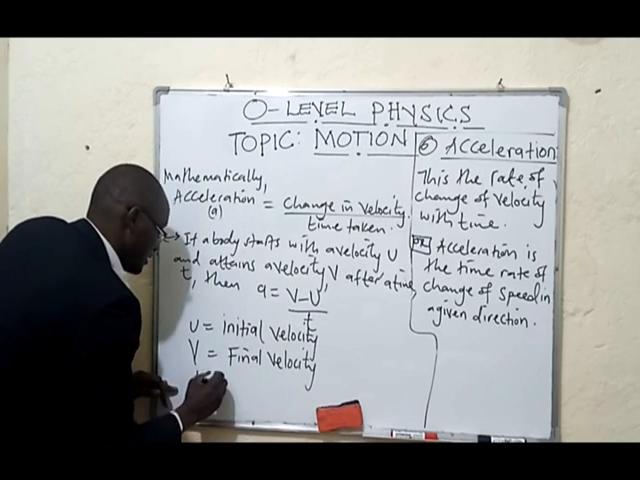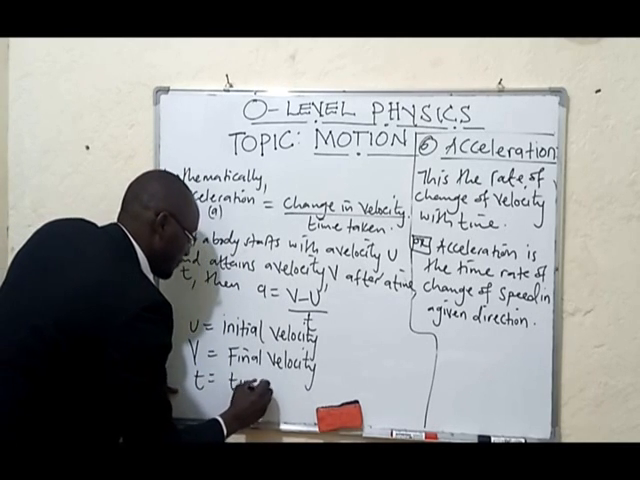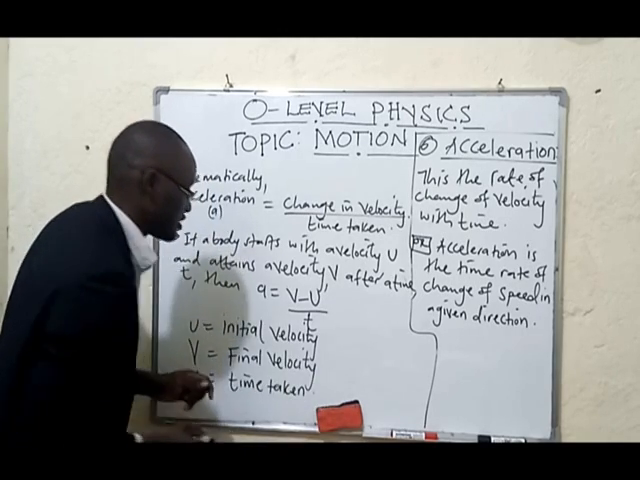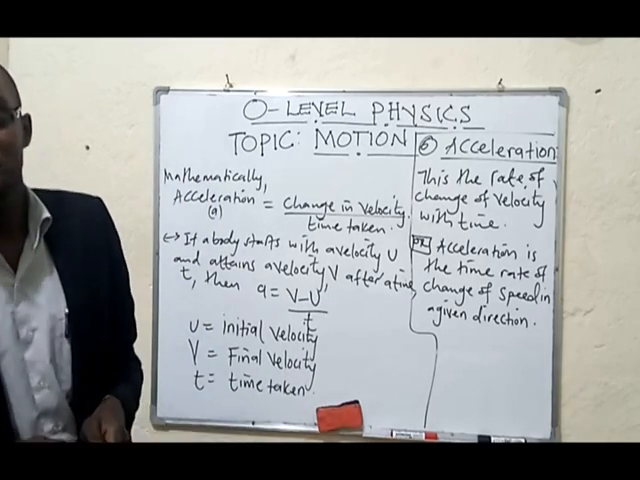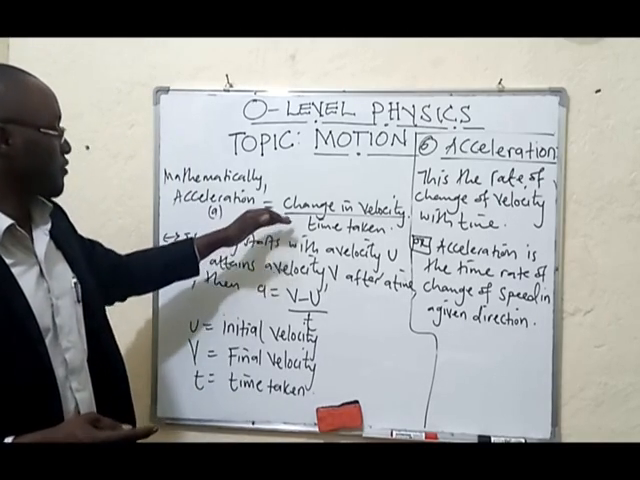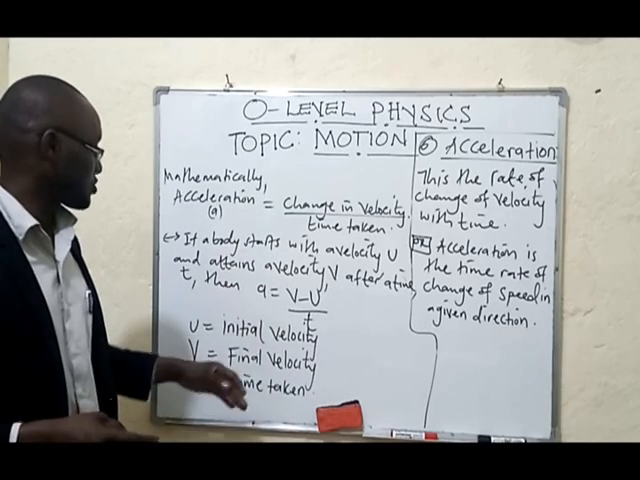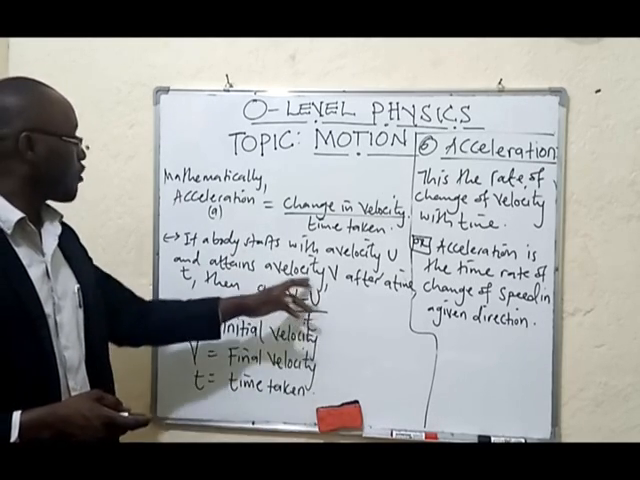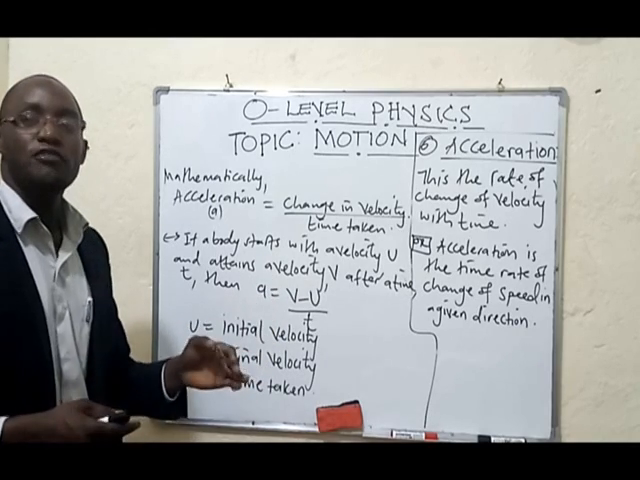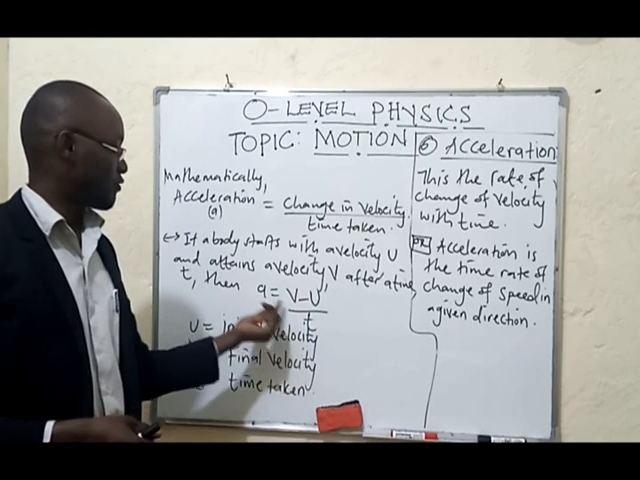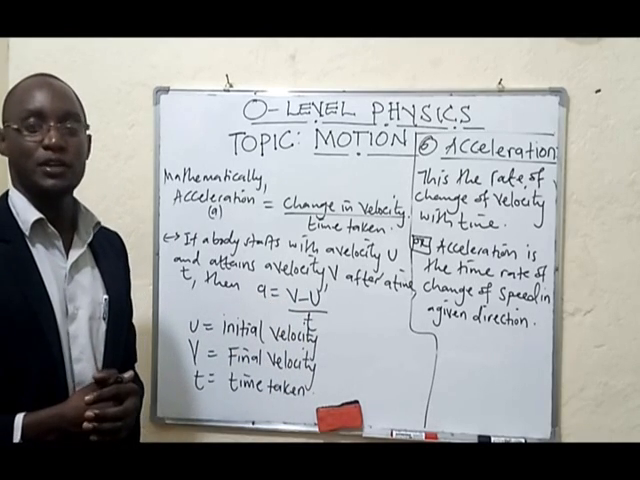Then t is the time taken, the time taken for the velocity to change. So what else do we need to note about acceleration apart from the definition and knowing that acceleration is given by this mathematical formula? This mathematical formula will produce what we call the first equation of motion if we make v the subject of the formula by cross multiplication.